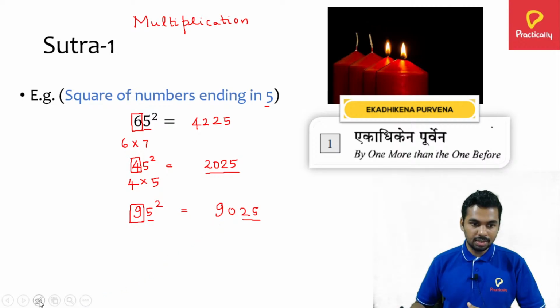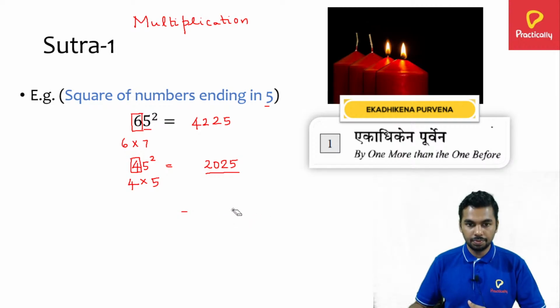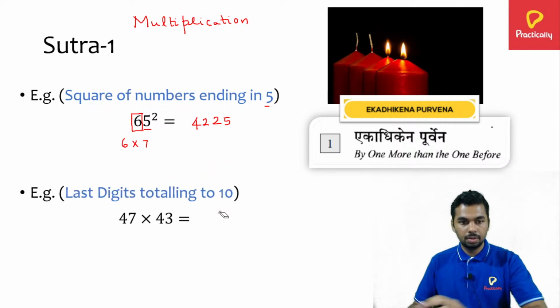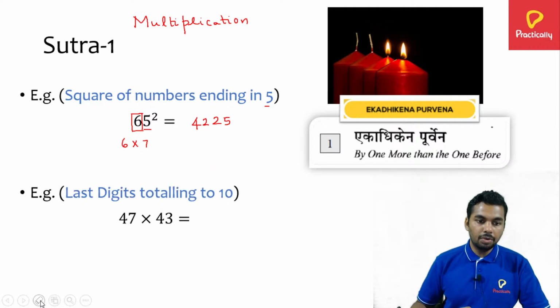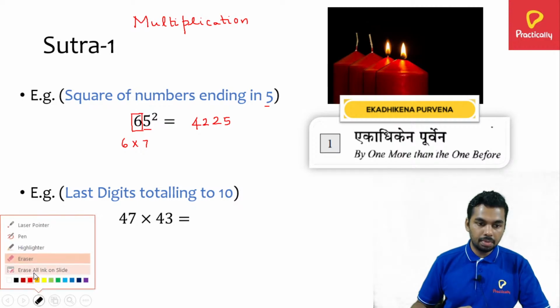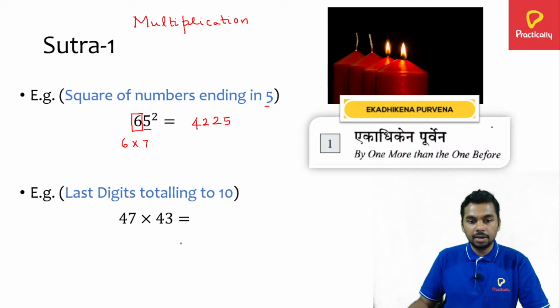Alright, so that is the first example. Now I'm going to give you a slightly different example. So I'll erase all this stuff, and let's pick up the second example problem. You have to do 47 multiplied by 43. So you can listen now. After that, I will give you another example for you to solve.